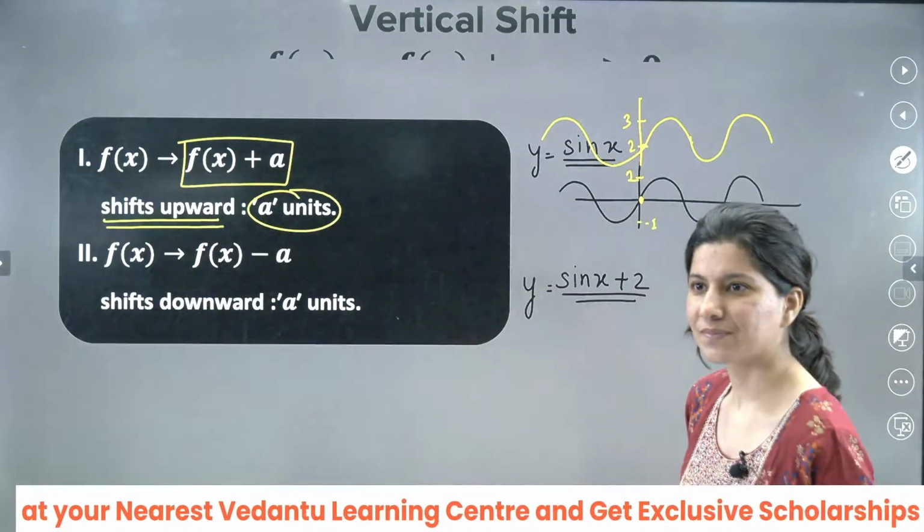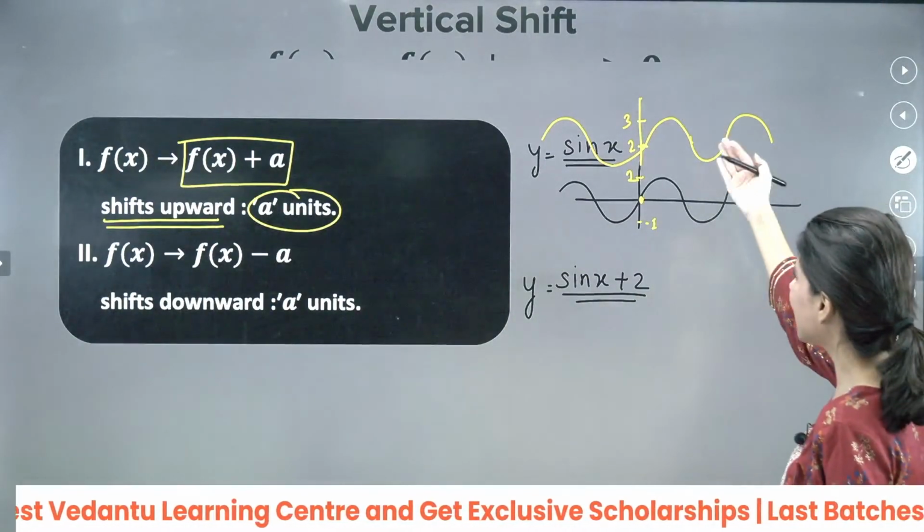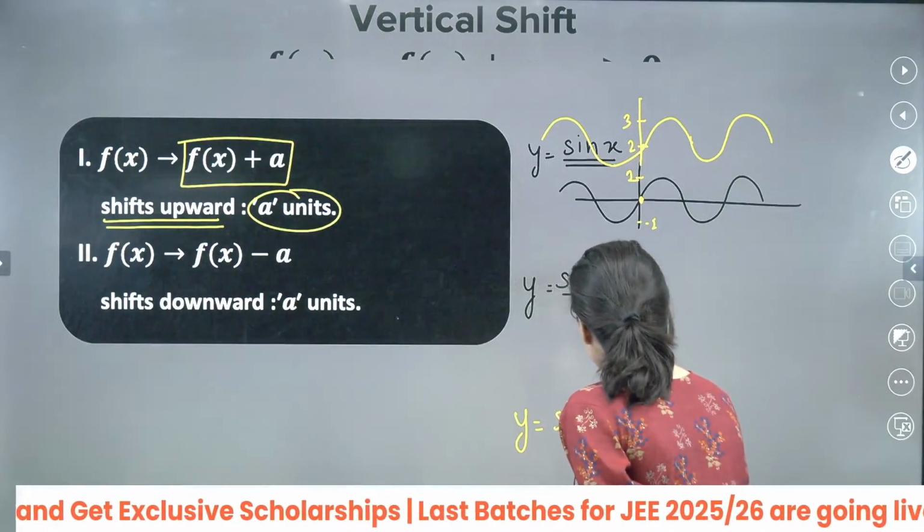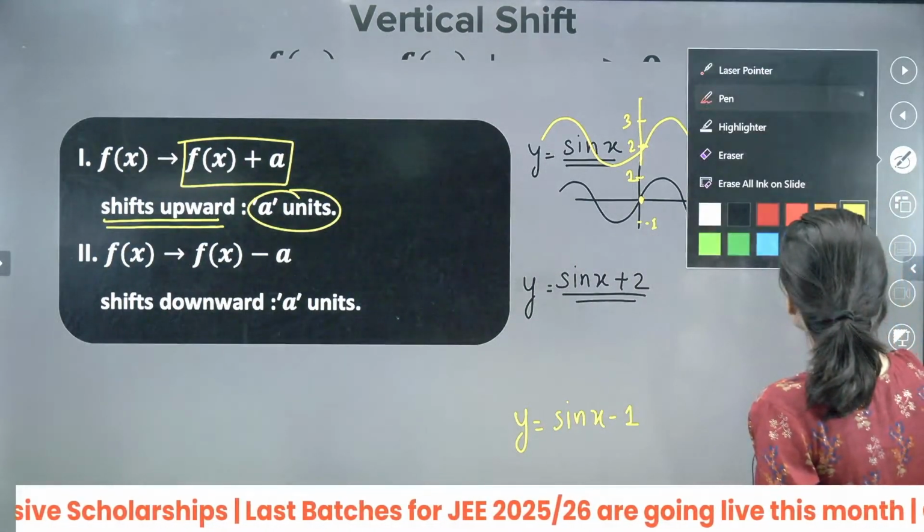Okay. All right, clear? Sin x plus 2. Now tell me, y is equal to sin x minus 1. How will you shift it? How will you plot this?